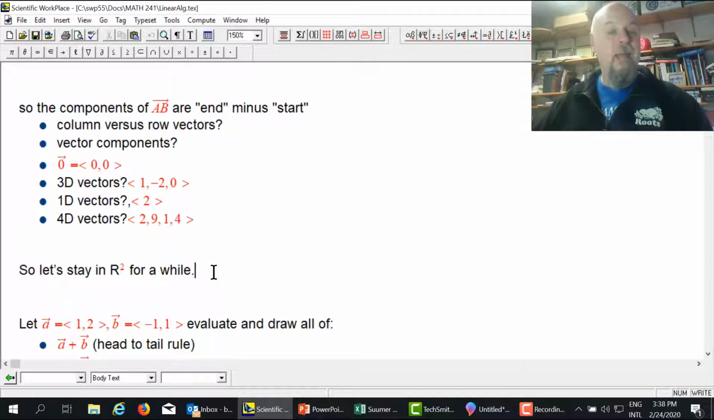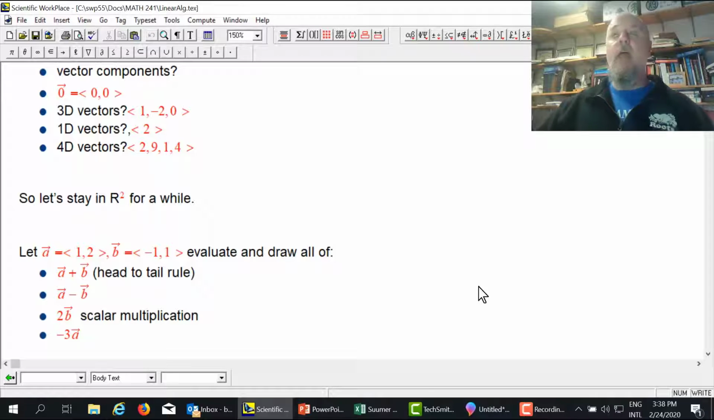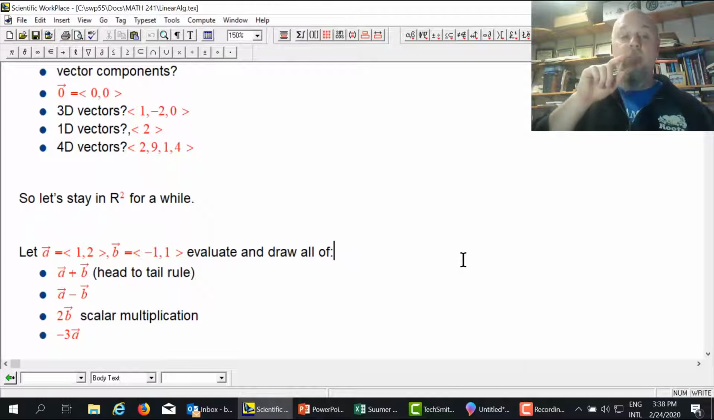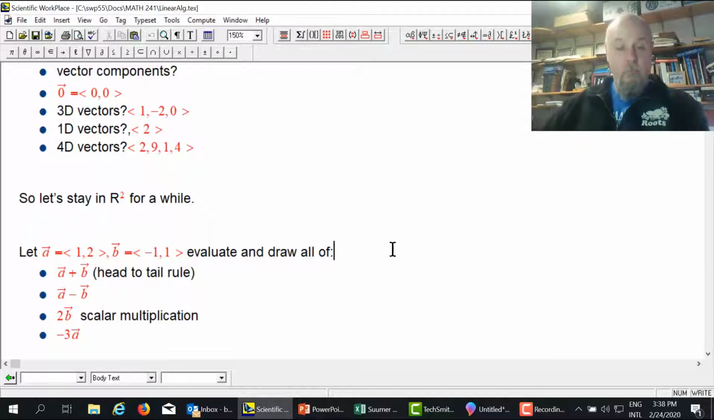R2 is the plane. R2 is things I can draw on a paper. It's the XY plane. So let's take a look at these 2 vectors here. I've got vector A, which I've written in component form, is 1, 2. That means if I start at the origin, I go over 1 and up 2. And vector B, which is minus 1, 1. We want to draw these.